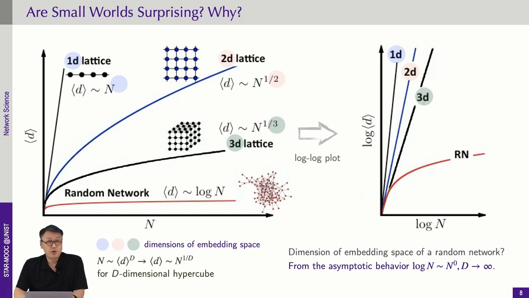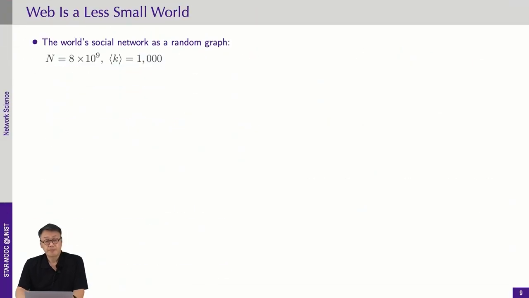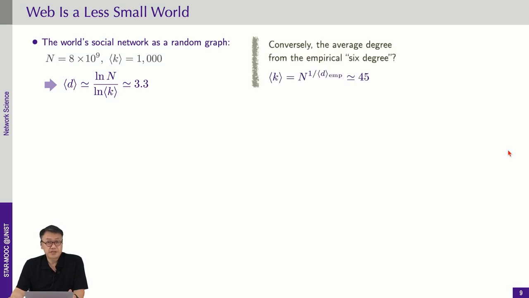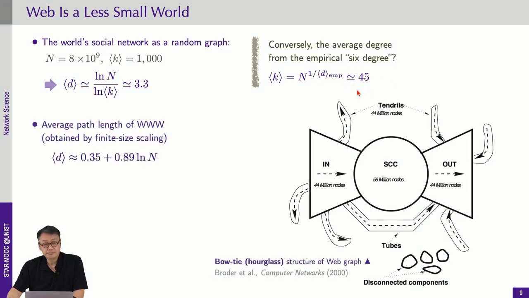I guess the implication of small world is now clear. Again, for the world's social network, if we plug the total population size and a hypothetical mean degree into the distance formula for random network, we have this short average distance. But a probably more meaningful outcome would be the reverse calculation of the mean degree based on the empirical 6 degrees of separation. So by plugging the number 6 as the average distance, we get the average number of neighbors, which is 45. Right?